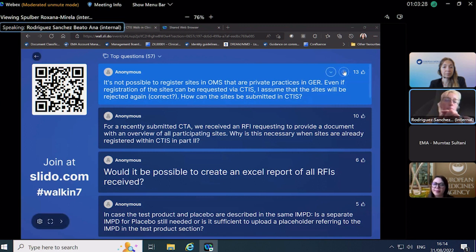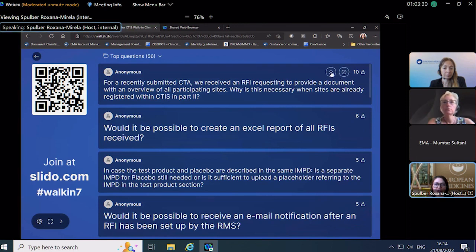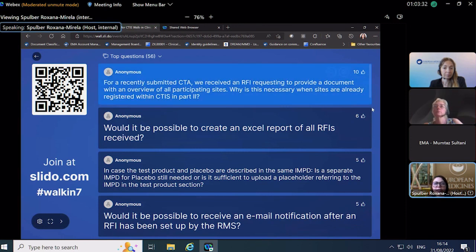Thank you, Anna. The next question is: for a recently submitted CTA, we received an RFI requesting to provide a document with an overview of all participating sites. Why is this necessary when sites are already registered within CTIS in Part 2?